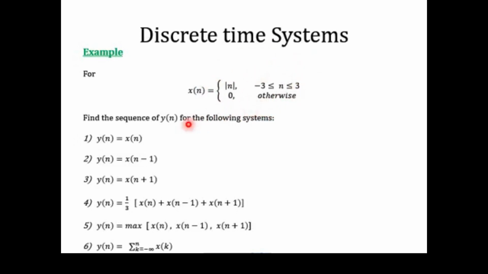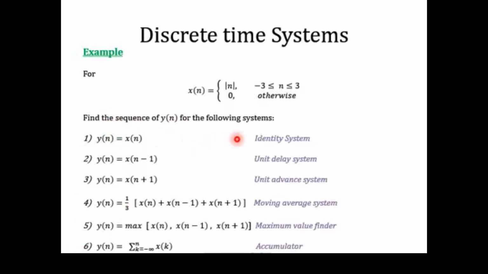And we are required to find the output sequence y of n corresponding to x of n when we will apply x of n on these 6 different discrete systems. So these are the 6 different equations and we have to calculate the output sequence values corresponding to the x of n sequence values.